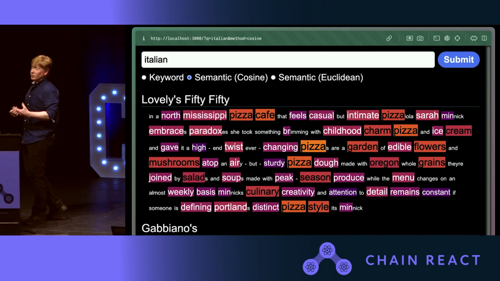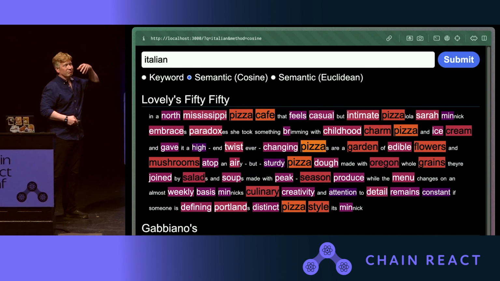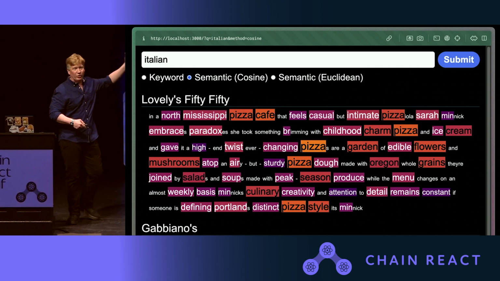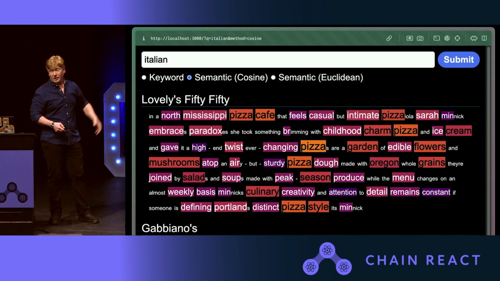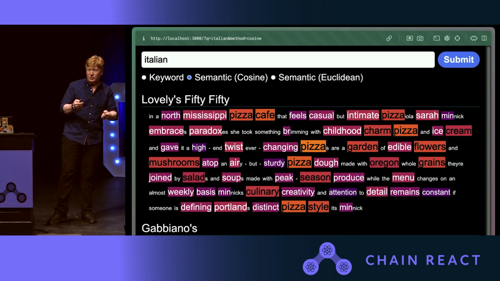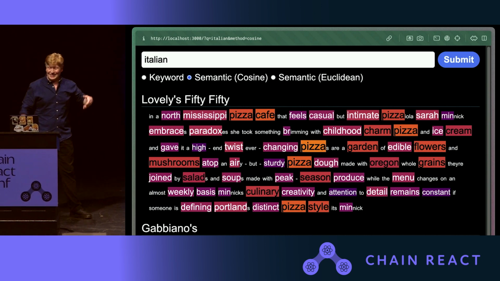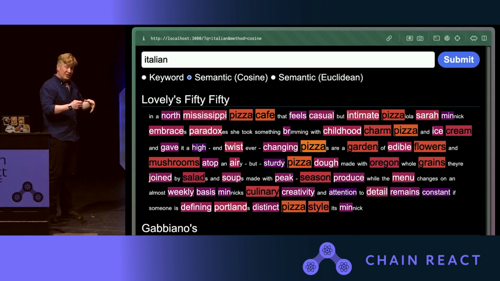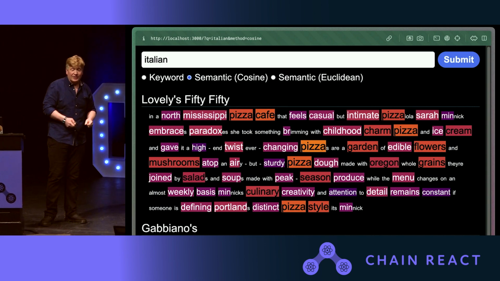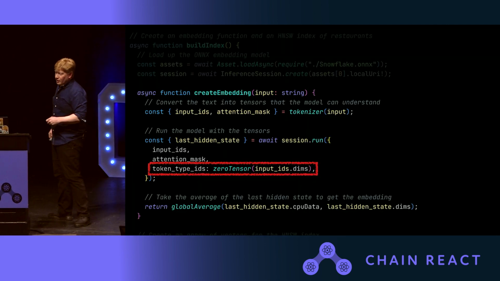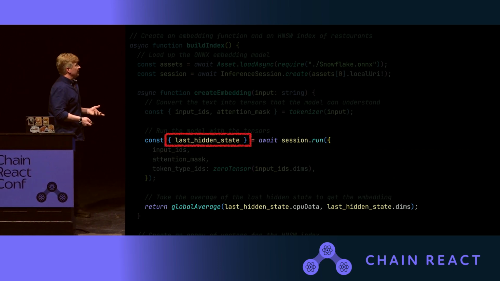Let's say you actually do want to build a restaurant embedding system where you do a really good search like this. You might want to actually visualize it to see: am I getting good values coming out of this? Does Italian actually map to the things that I think it should? This is the kind of stuff you only get to know if you understand AI at this level. Okay, so we get our last hidden state, that's the output.